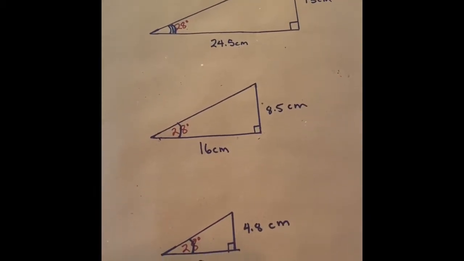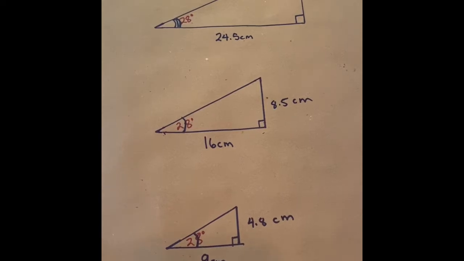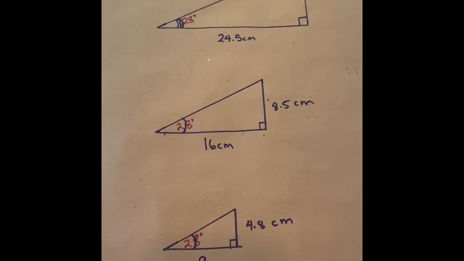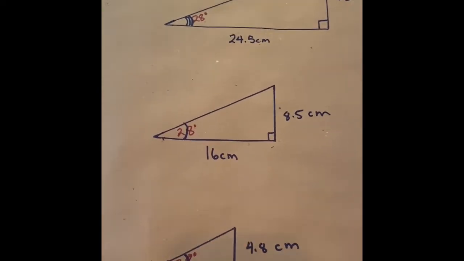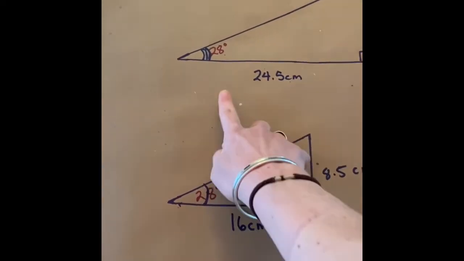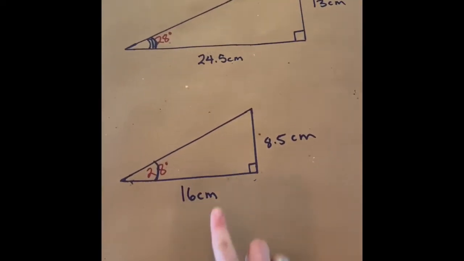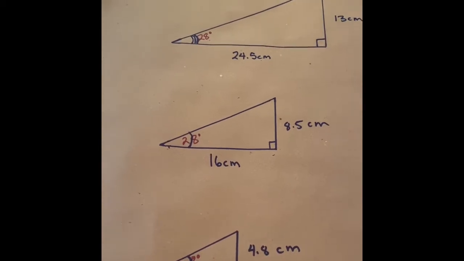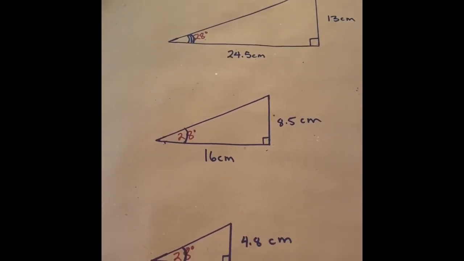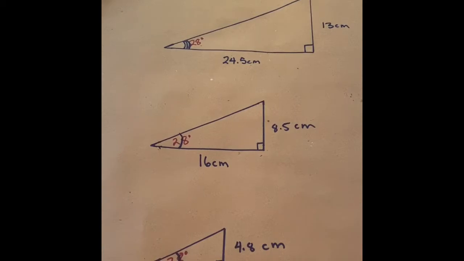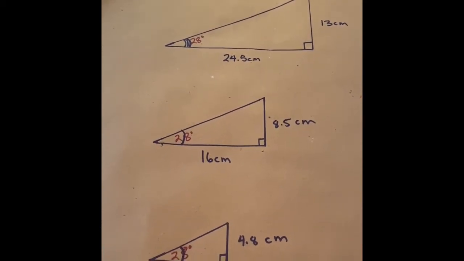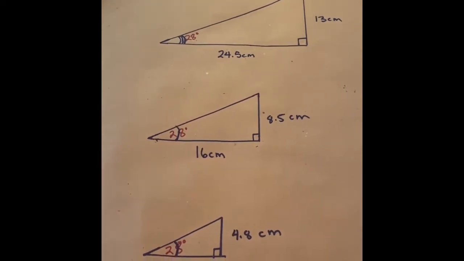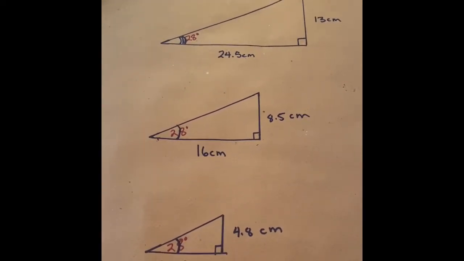What I've done on my table is I've drawn 3 triangles. These 3 triangles are interesting because they are all very similar. Each of them has an angle of 28 degrees, and they each have a 90-degree angle. So they are certainly very similar triangles. I've measured the sides, and I want to show you some interesting things today. But before I start, I want us to use what we learned yesterday to label our triangles.